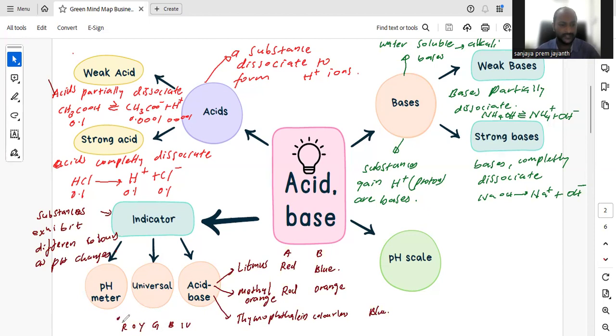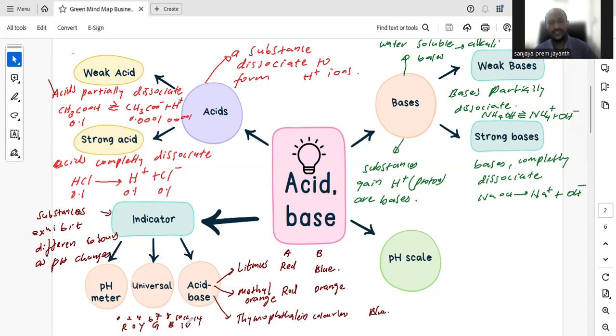At pH 0 to 2 is red color, 2 to 4 is orange, 4 to 6 is yellow, 7 neutral is green color, 8 to 10 blue color, then 10 to 12, 12 to 14.